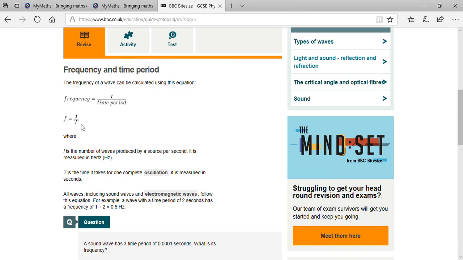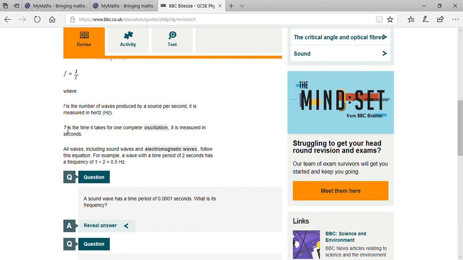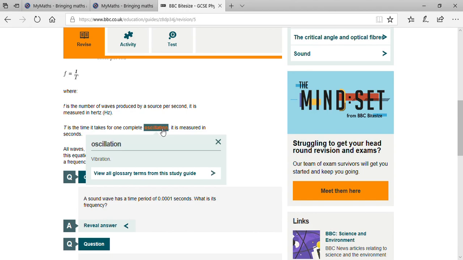Yeah. So f equals 1/T. This is the formula that we will use to get the frequency if the time period is given to you. Frequency is the number of waves produced per second or per unit time. Its unit is hertz, and the time period is the time taken to complete one oscillation. Oscillation means vibration, the to and fro motion of a particular object with respect to its mean position, known as oscillation.